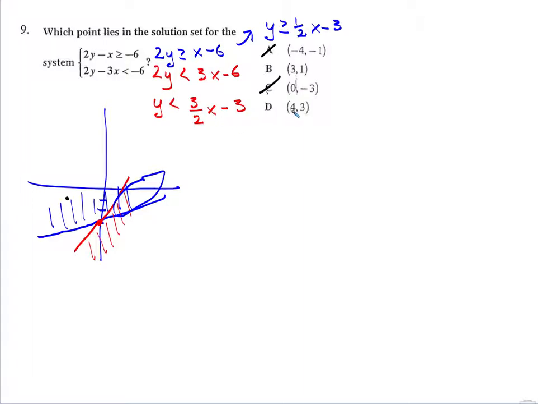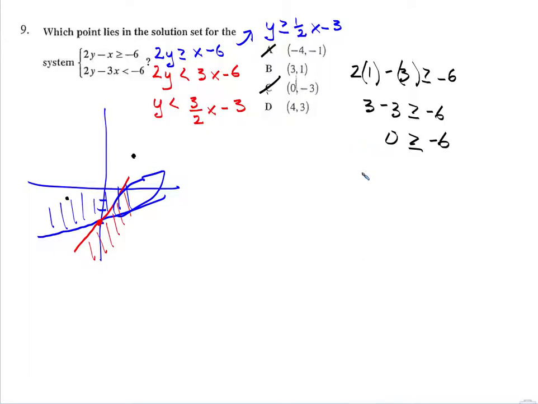And then let's look at this one. That's going to be 4, 3, 4, and then up 3. That's a maybe. I'm not sure about that one. So we have to check B and D. All right, let's check B first. So if I plug in for x and y, it's going to be 2 times 1 minus 3 should be greater than or equal to -6. So it's going to be 3 minus 3 needs to be greater than or equal to -6. 0 is indeed greater than or equal to a negative.